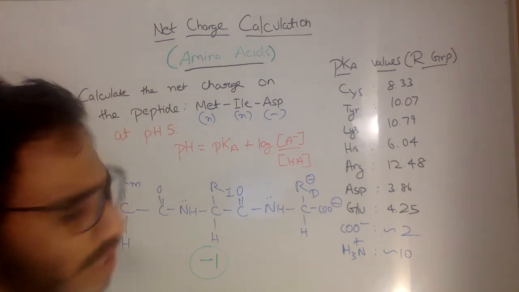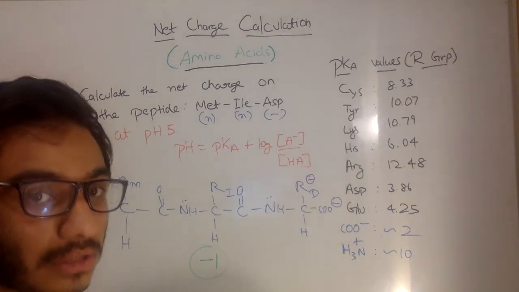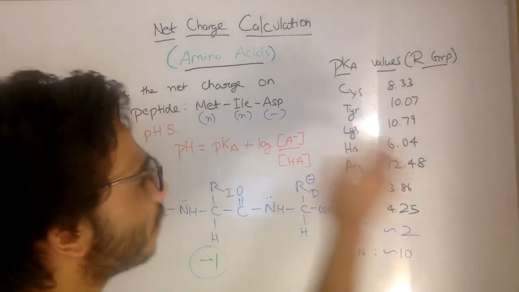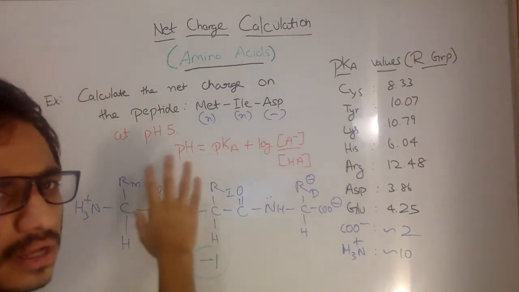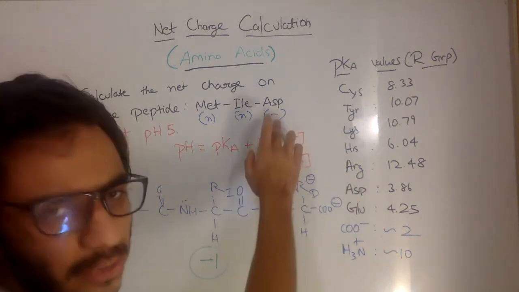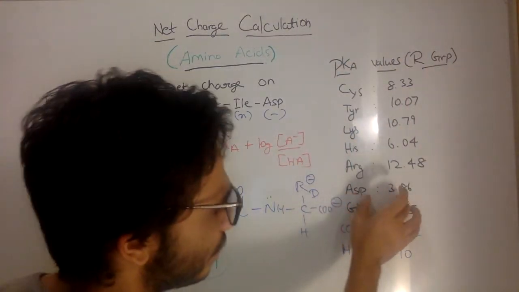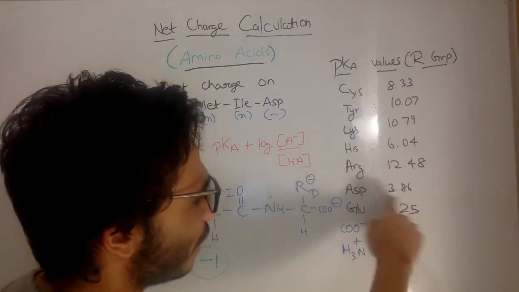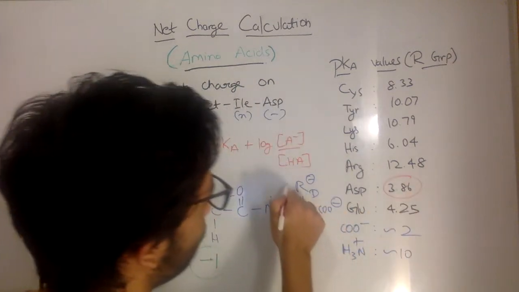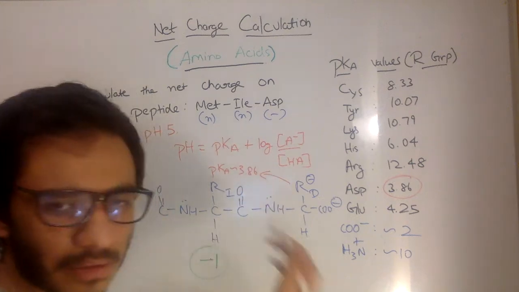But if you need to consider the aspartic acid and its R group, because for charged amino acids, their R groups have their own pKa values. For methionine and isoleucine, we don't consider the pKa values for their R groups because they are neutral. But for charged amino acids, we consider their R group pKa values. So if you take a look at aspartic acid, it's 3.86, right? That's the pKa value for its R group, around 3.86.